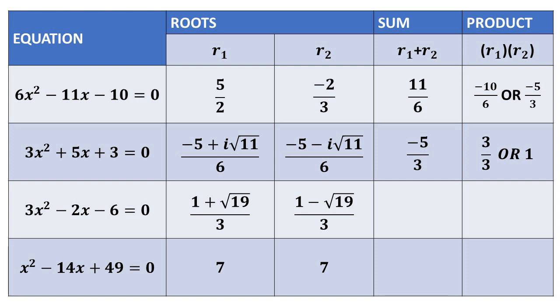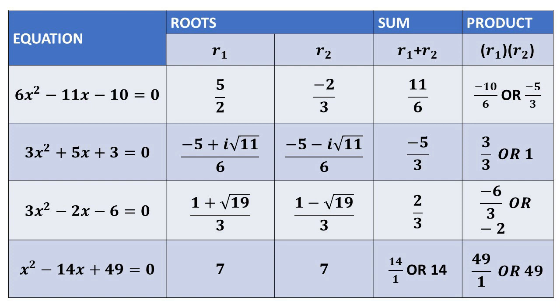of 19 over 3 and 1 minus square root of 19 over 3. The sum of the two roots is 2/3 and the product is negative 2. Now let's continue with x squared minus 14x plus 49 equals 0 with the root 7. The sum is 14 and the product is 49.